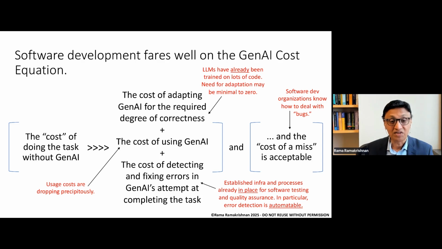stone. The cost of detecting and fixing an error, there is no incremental cost because whether it's human code or LLM-written code, we have a process. It's called QA to test and debug and validate the software before we ship it. And then finally, software organizations know how to deal with bugs. Bugs are inevitable. We know how to patch. We know how to upgrade and so on. So we can absorb the cost of a miss. So that's why LLMs are being heavily used in software development to make these things much more productive.